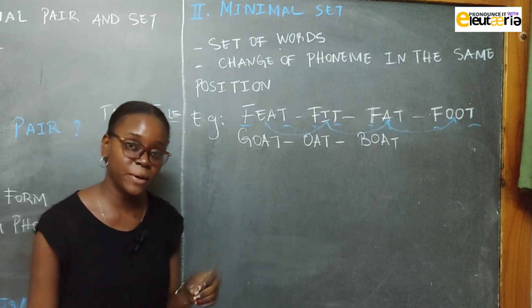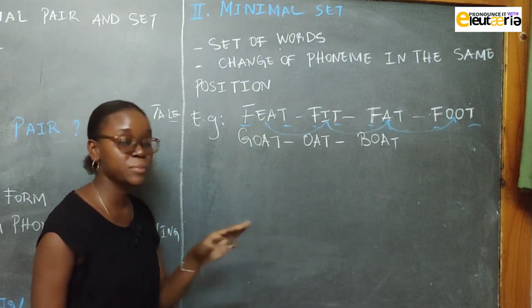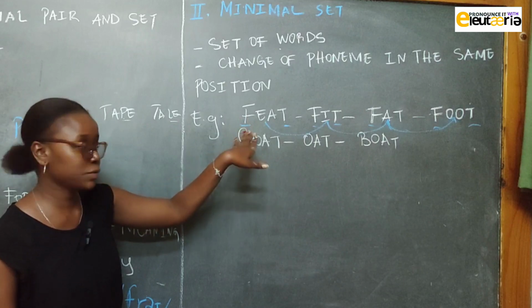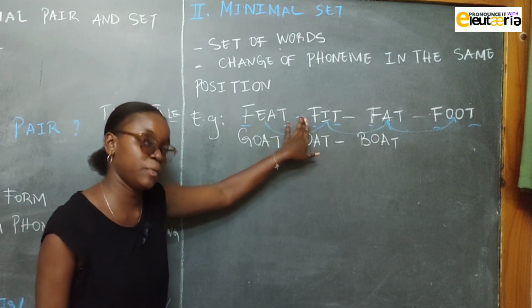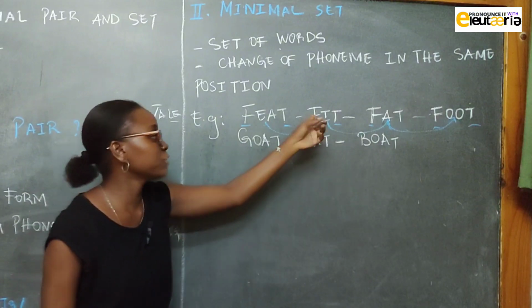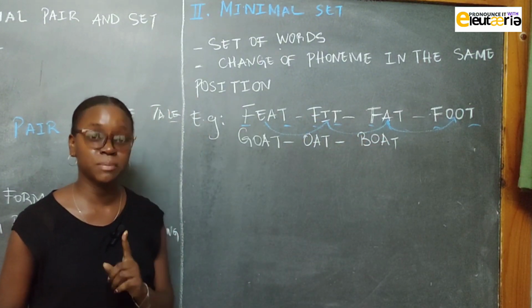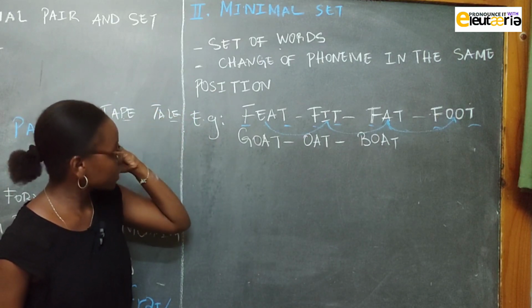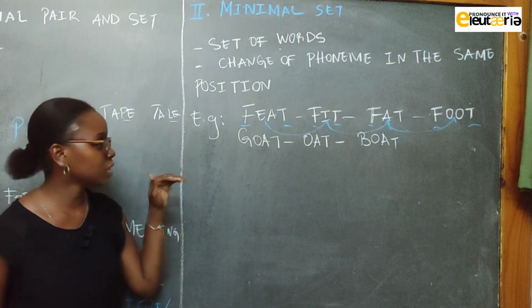What has to happen is that that change has to occur in the same position always. We cannot have a sound or phoneme varying from here to here, for example, in one position, and then from here to here in another position. That is not a minimal set. A minimal set has to have a variation of a phoneme in the same position.